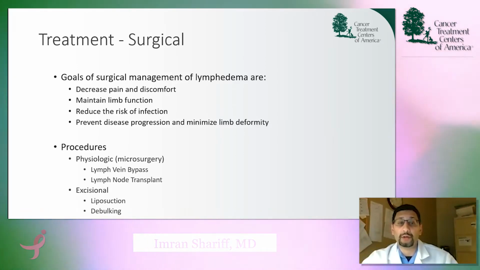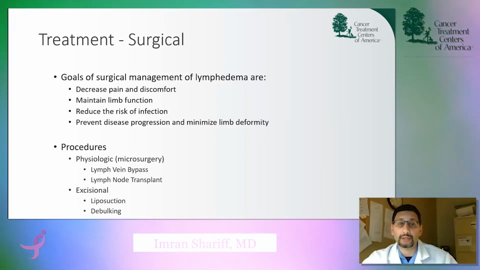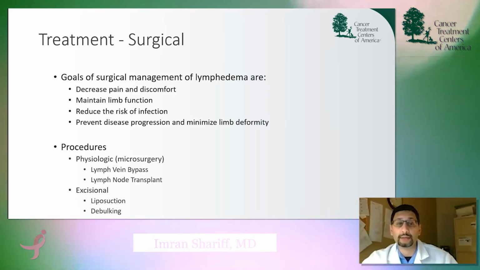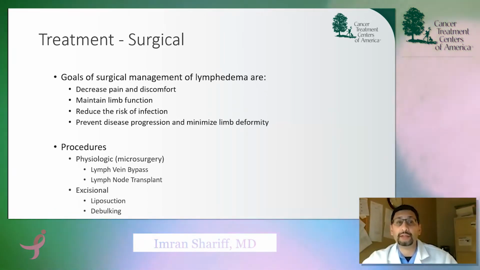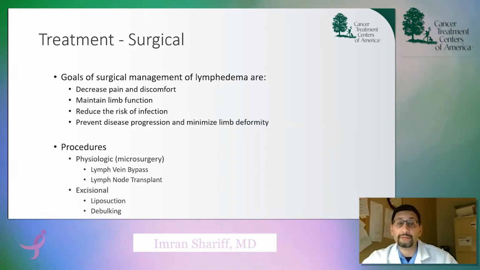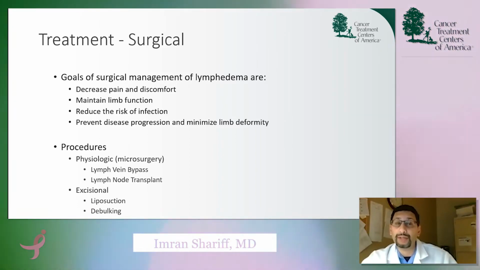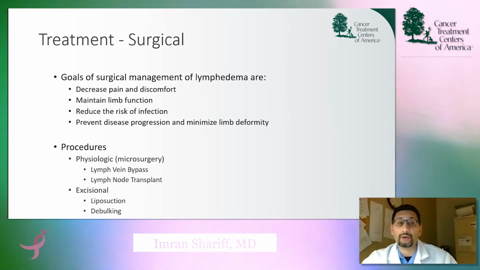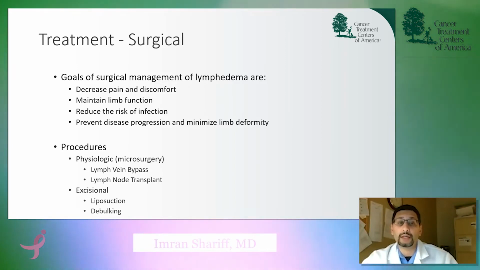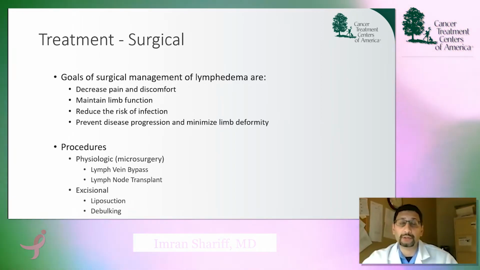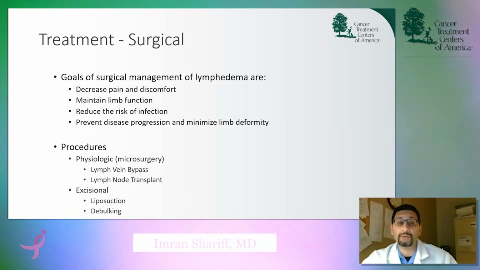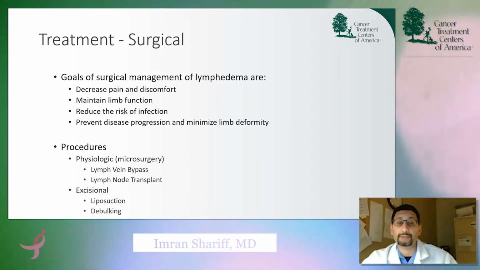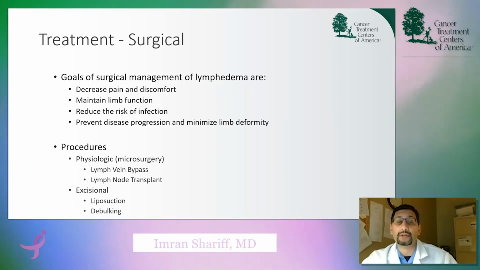The procedures that are involved, we break them down into two categories: lymph vein bypass and lymph node transplant, which are microsurgeries, and you're dealing here with diameters of blood vessels which are 0.3 to 0.8 millimeters, so very small. And then also excisional procedures, which are focusing on removing either fat, which is liposuction, or debulking, which is removing actual fat and surrounding tissue, because it has become such a deformity and stress on the patient.